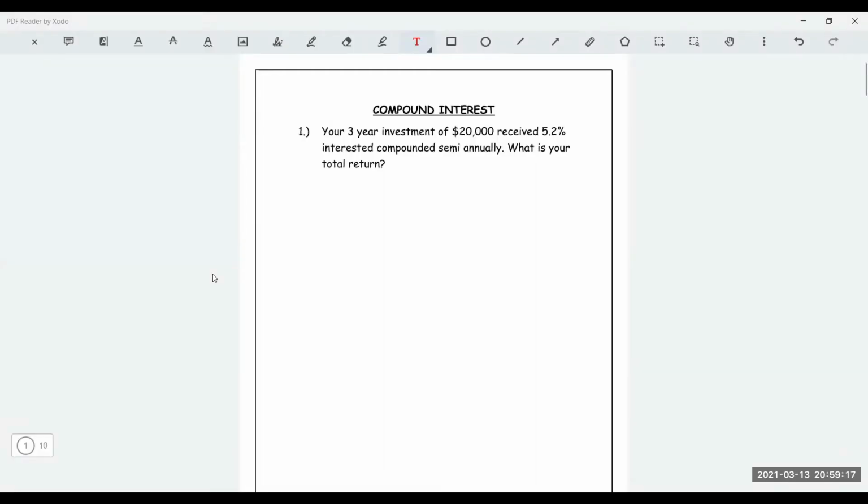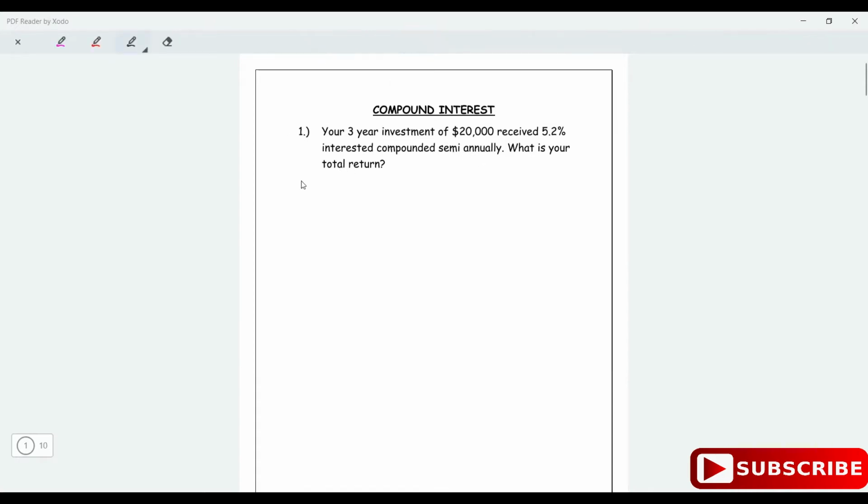This question says, your 3-year investment of $20,000 received 5.2% interest compounded semi-annually. What is your total return? So we have to remember that your amount is equal to what? The amount is equal to principal times (1 plus r over n) raised to the n times t.